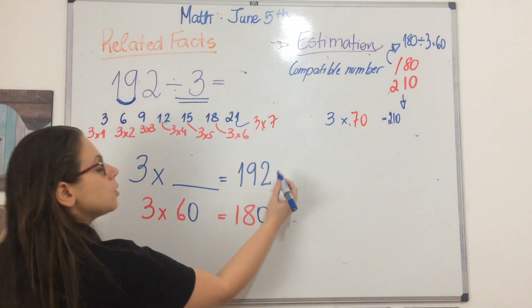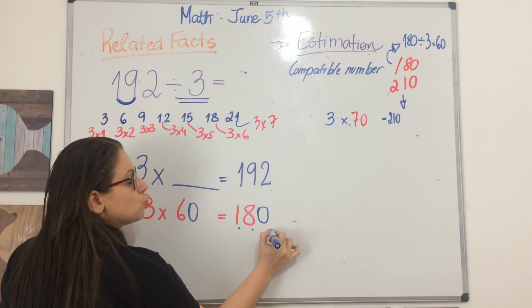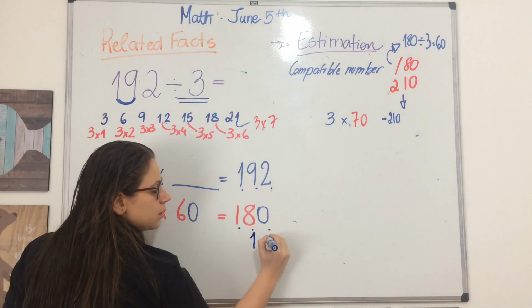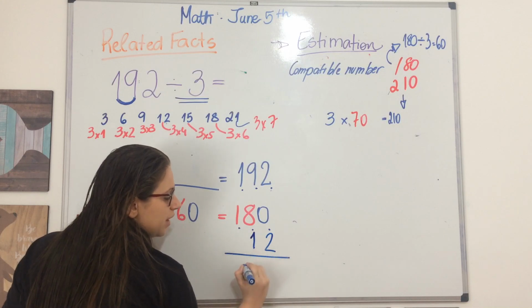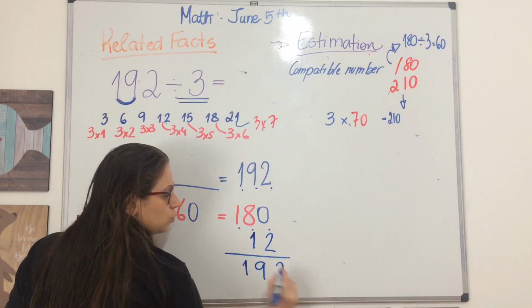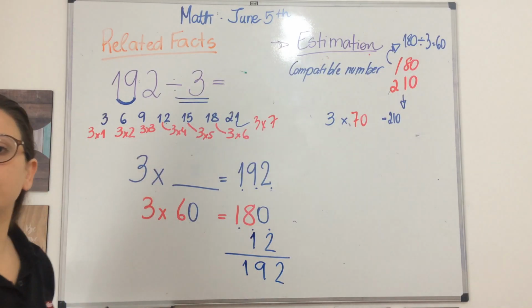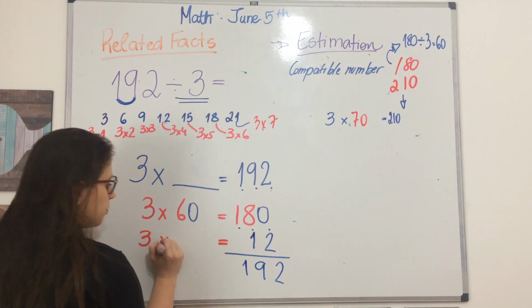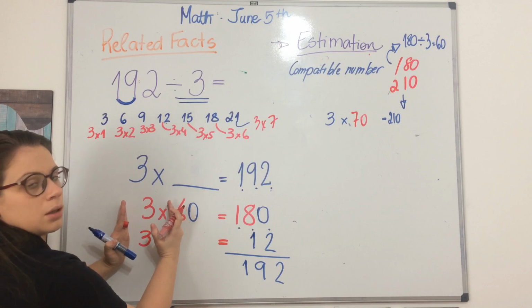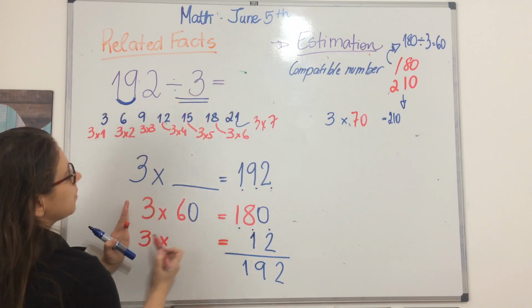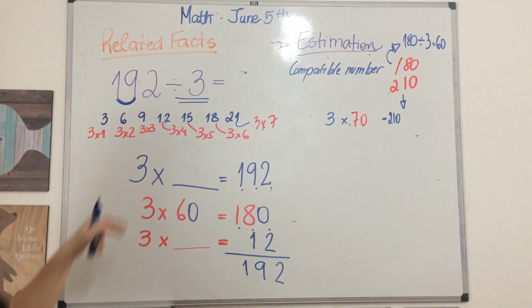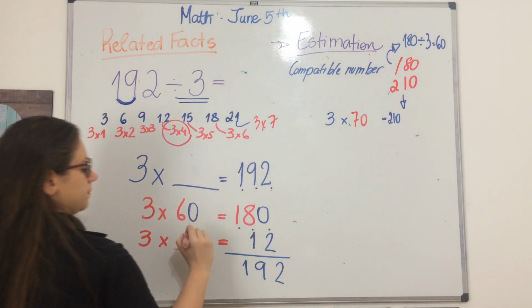Well, so I found 180, but I need 192. I am missing 12. If I find 12, I find the total that I want. I can't put another number besides 3 because I'm dividing by 3. 3 times which number gives me 12? I already wrote my multiples. 3 times 4.